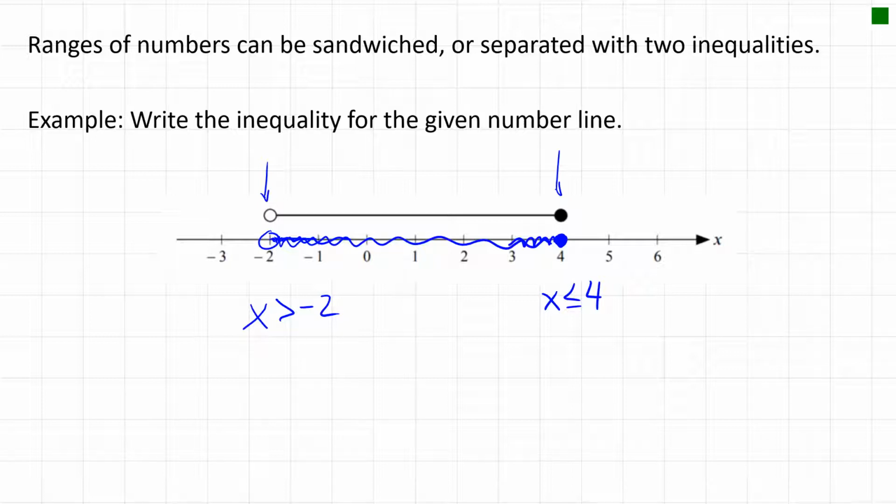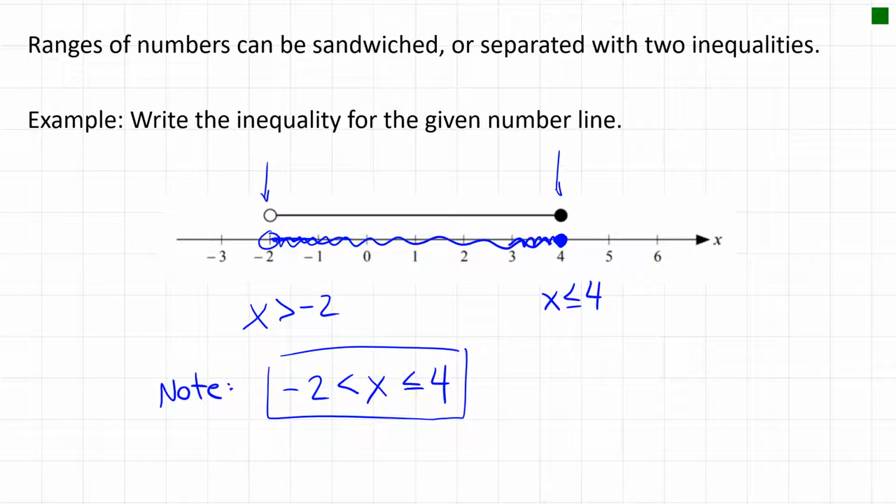But there's actually a really efficient way to write this, where we sandwich x between the two endpoints. So if we write -2 is less than x, which would also say that x is greater than -2, and then we say x is also less than or equal to 4, what we've done is sandwiched x between these two inequalities that show on the left it's bigger than -2, and on the right it's less than or equal to 4.